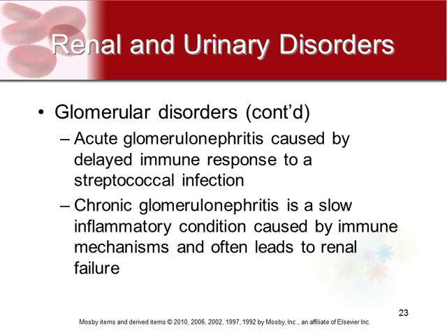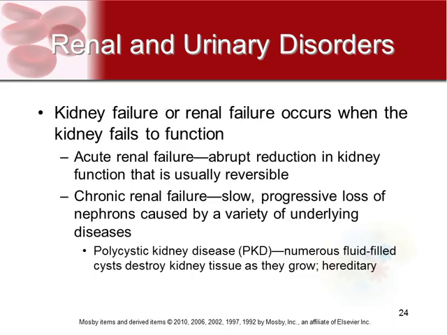So you can have acute glomerular nephritis, which is one of these glomerular disorders, and that's caused by a delayed immune response. Like a strep infection can actually trigger this immune response that causes this acute case of glomerular nephritis. Or you could have a chronic version of it, which is a very slow inflammatory condition, and that's when you have an immune mechanism that's kind of slowly attacking your kidneys, and that oftentimes leads to renal failure.